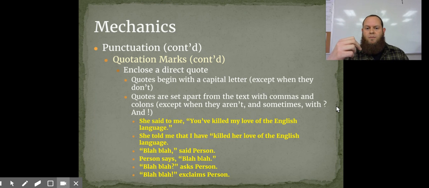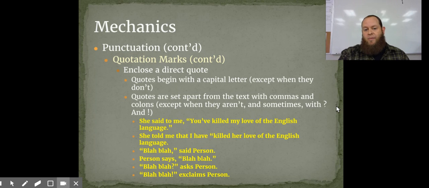Okay, it is important. I've got some examples here to kind of deal with these things. She said to me, comma, "You've killed my love of the English language." Okay, a student actually said that. Good student, one of my best students.